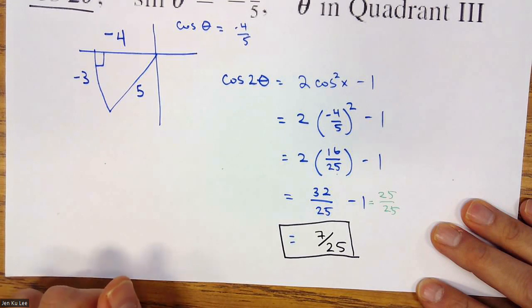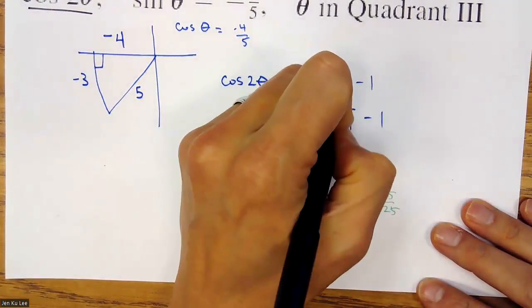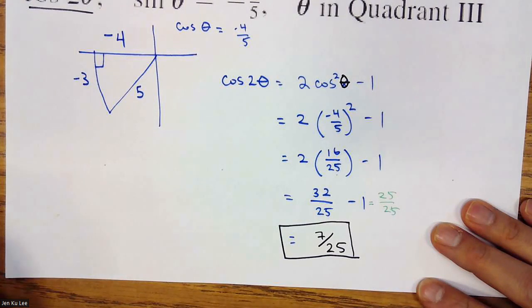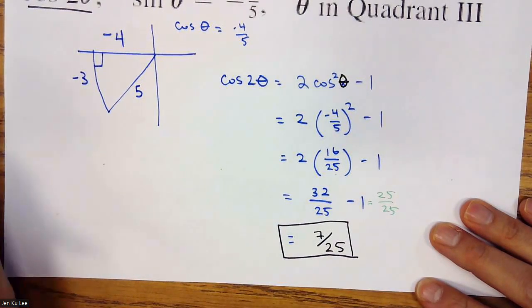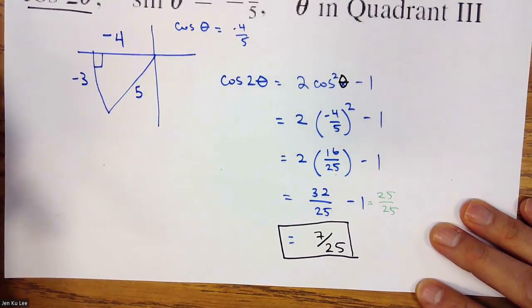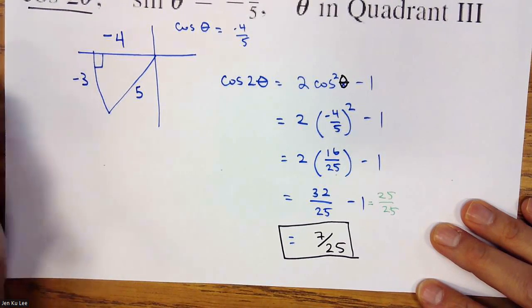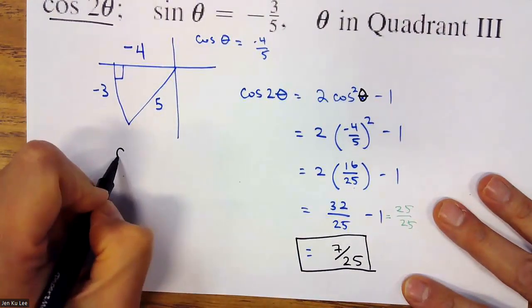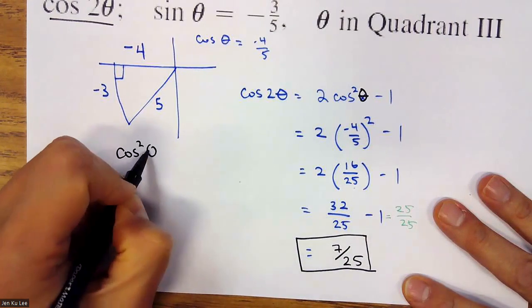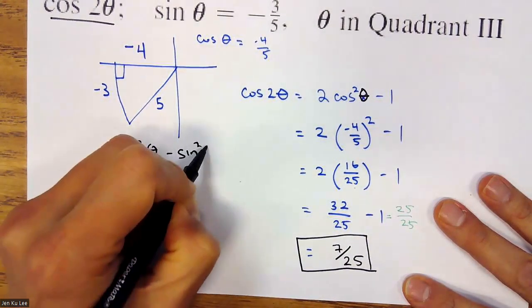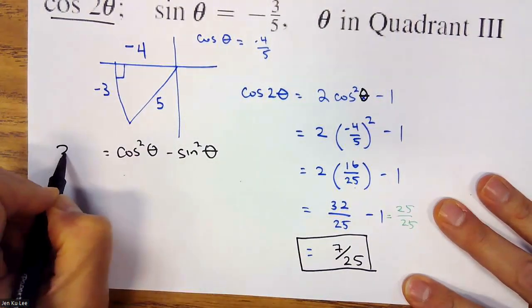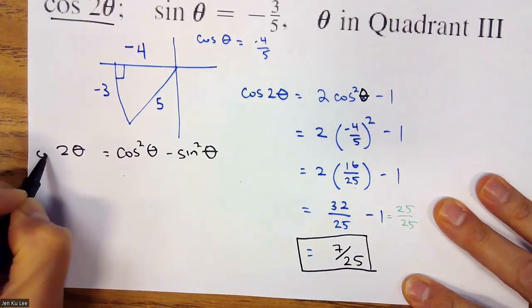-4. Oh, this should just be theta. Yeah. X, theta, they're just variables. So that's why I like the other one better. Cosine squared of theta minus sine squared theta equals cosine of 2 theta.